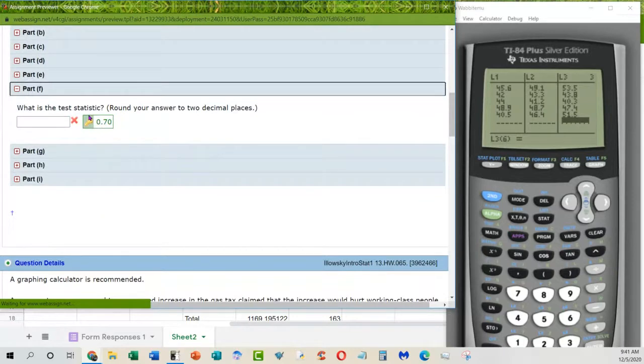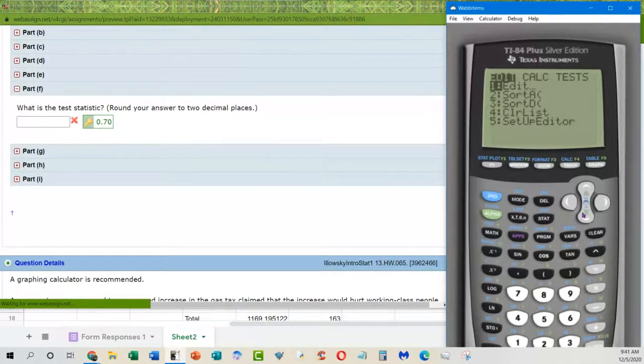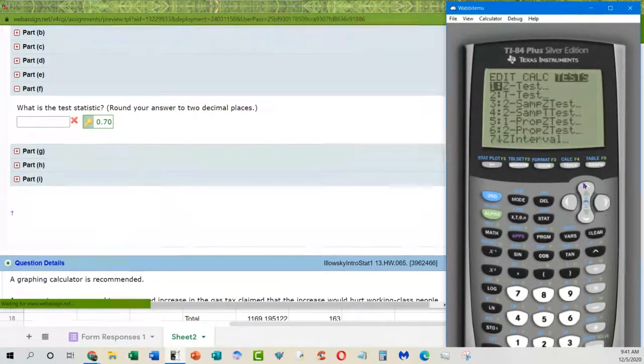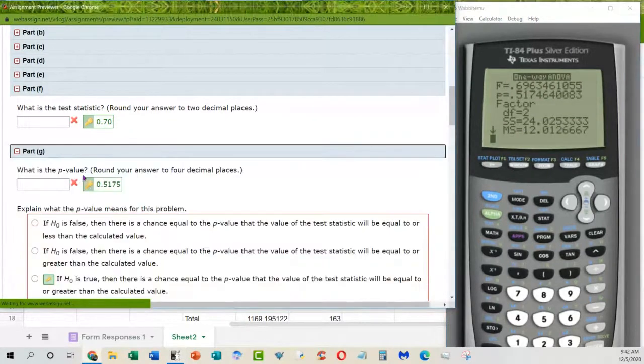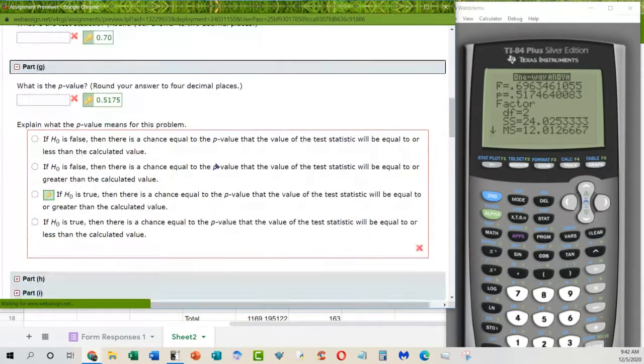F. What is the test statistic? Well, all right, let me look. I have my data in. I'm going to go to stat, go to calc, go to tests, ANOVA. And then I have list 1, comma, list 2, comma, list 3, and enter. All right, so here's my F statistic, 0.696. They rounded to two decimal places. What is the p-value? Right here, 0.5175. What does it mean? Well, it's the chance of getting those results if the null hypothesis is true.